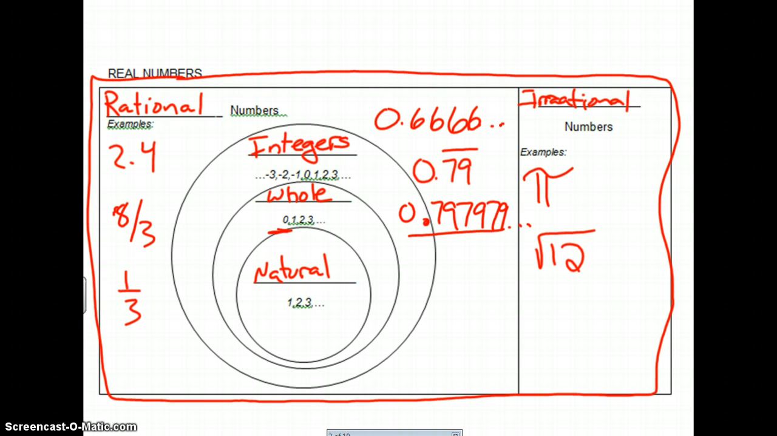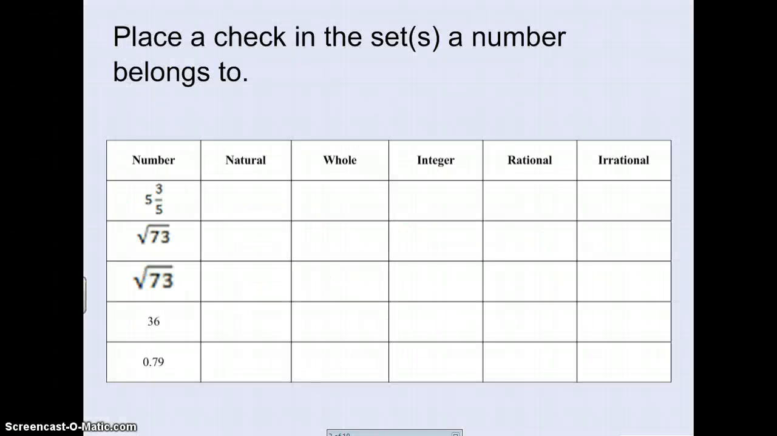So hopefully this visual can help us kind of grasp how we can sort numbers and give us another way of looking at this again. On the following slide here, they're asking us to put a check into every set of numbers that the given numbers over here fall into. So unfortunately, this is supposed to be the square root of 64. I apologize, my secretary must have made an error again.